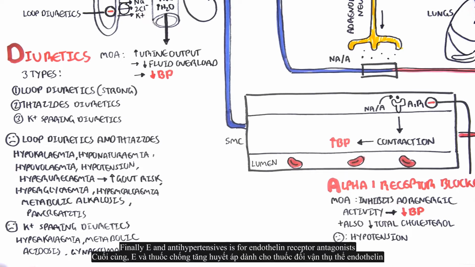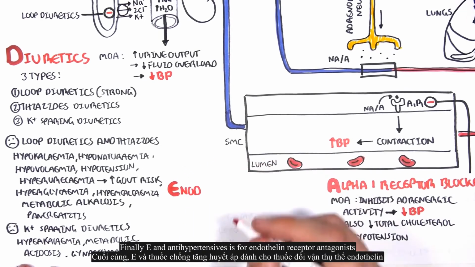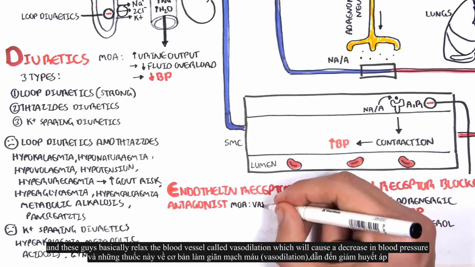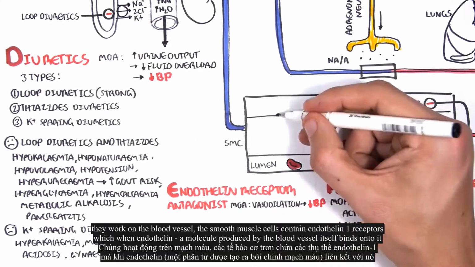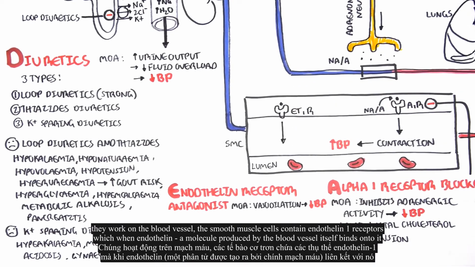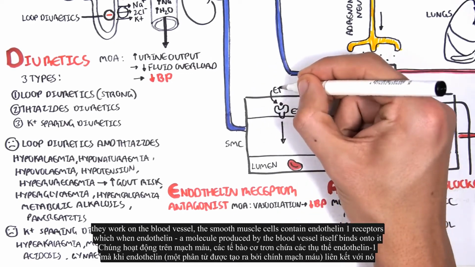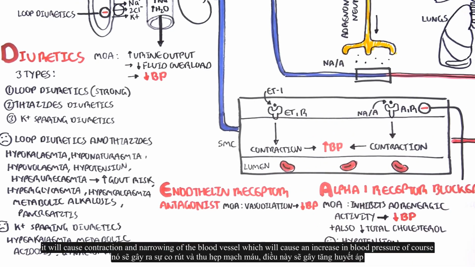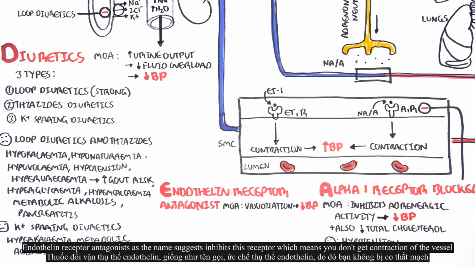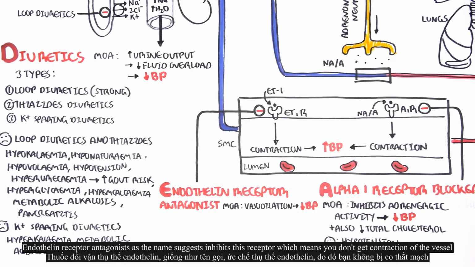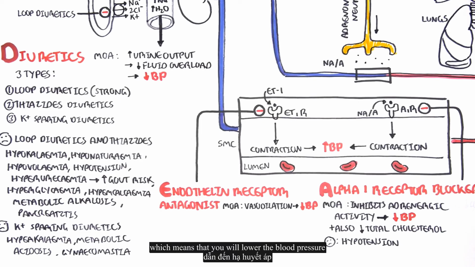Finally, E, for antihypertensives, is for endothelin receptor antagonists. And these basically relax the blood vessel, causing vasodilation, which will cause a decrease in blood pressure. They work on the blood vessel. The smooth muscle cells contain endothelin 1 receptors, which when endothelin, a molecule produced by the blood vessel itself, binds onto it, will cause contraction and narrowing of the blood vessel, which will cause an increase in blood pressure, of course. Well, endothelin receptor antagonists, as the name suggests, inhibit this receptor, which means you don't get contraction of the vessel, which means that you will lower the blood pressure.